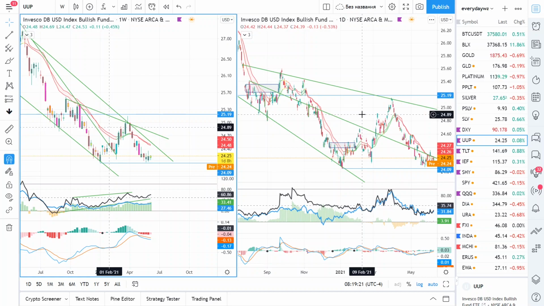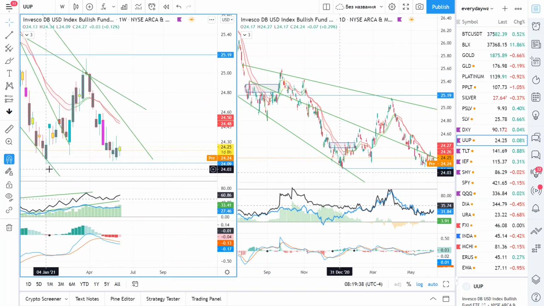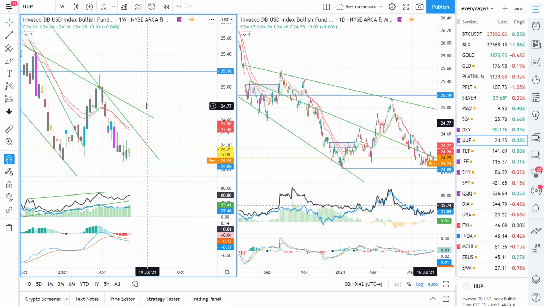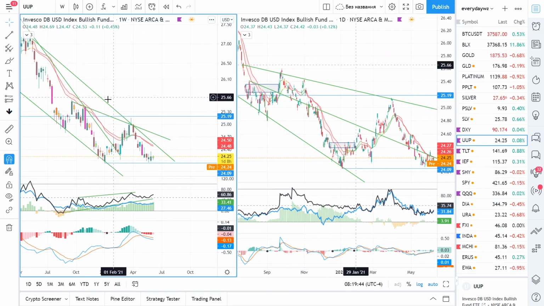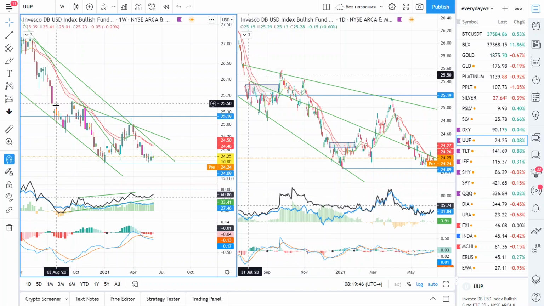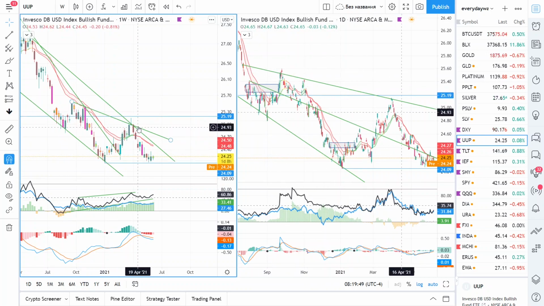So the first way to benefit from the uptrend on the DXY chart is to trade this ETF, to take a long position with a stop at or below 24.09. That's the local low here, because when you trade a head and shoulders pattern, that is the best.